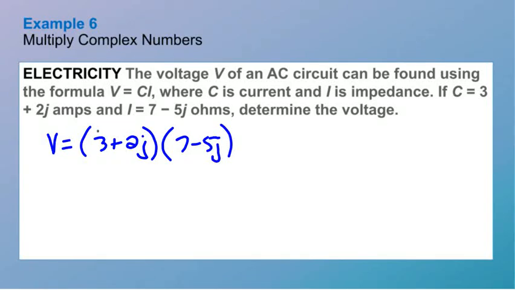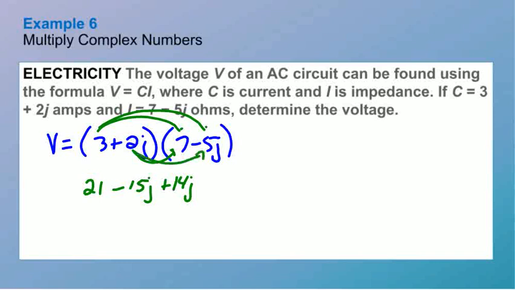And then we're just going to FOIL it. So 3 times 7 is 21. 3 times negative 5J is negative 15J. 2J times 7 is a positive 14J. And 2J times negative 5J is a negative 10J squared.